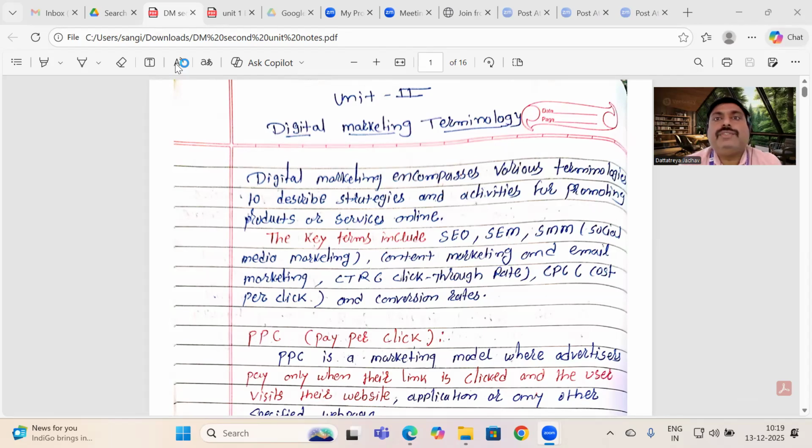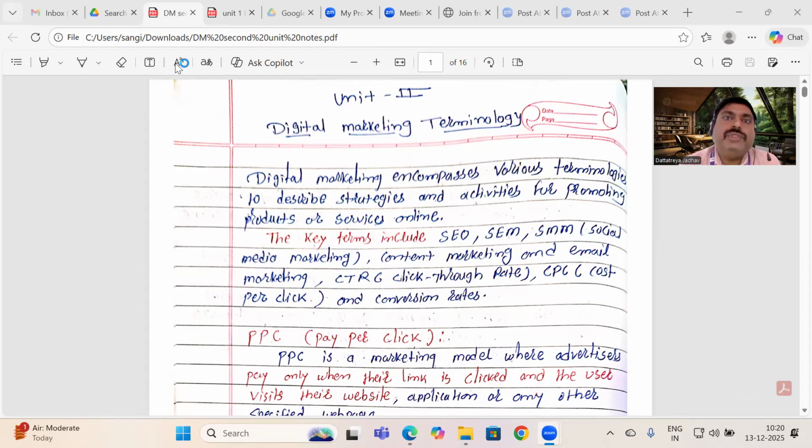So in the last few lectures we observed the general concept of digital marketing. We took an overview of the total syllabus allocated by the university for your subject. Then we went with the first unit. In the first unit, we observed the basic concept of digital marketing. What is the concept of digital marketing?